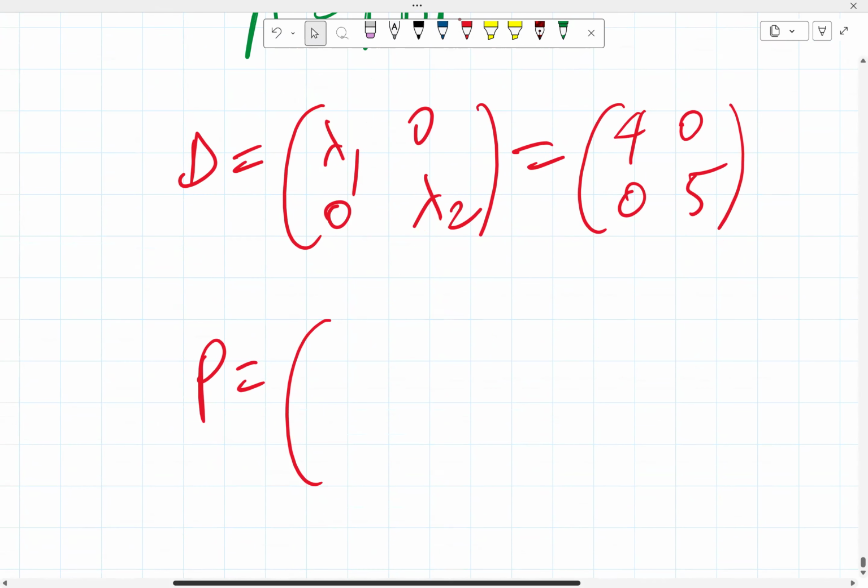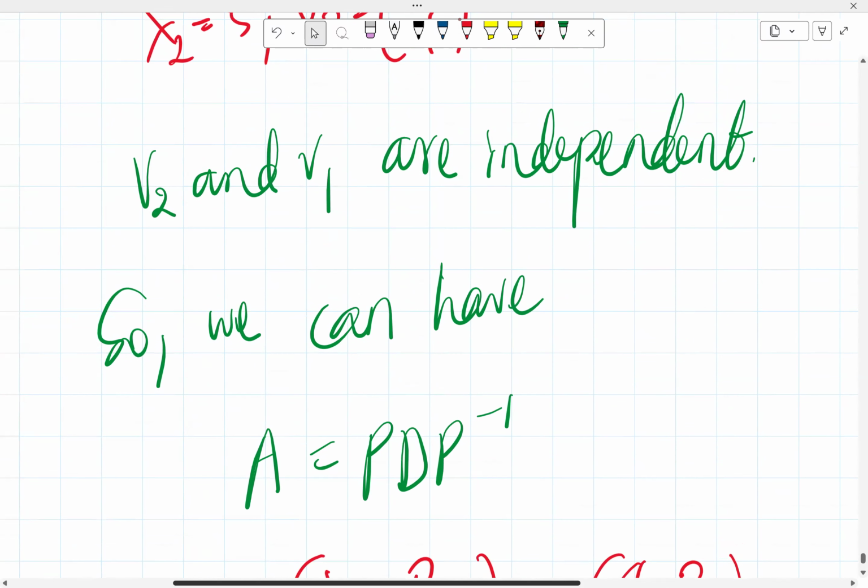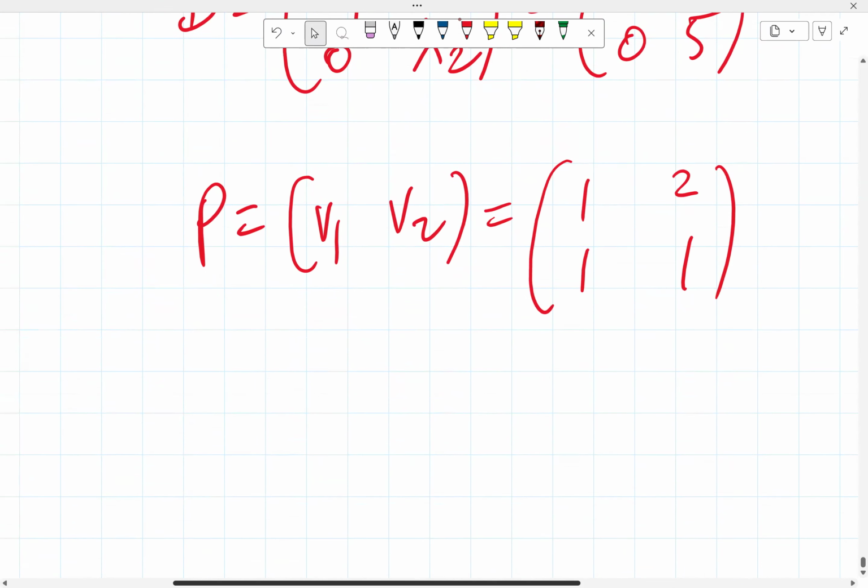So since we started with 4 here, this will have to be V1, V2. So that for lambda 1, you have V1. For lambda 2, you have V2. So if you switch V2, V1, yeah, you're going to have issues. So for lambda 1, we have 1, 1, right? And for lambda 2, we have 2, 1, based on what we have up there. So 1, 1, 2, 1.